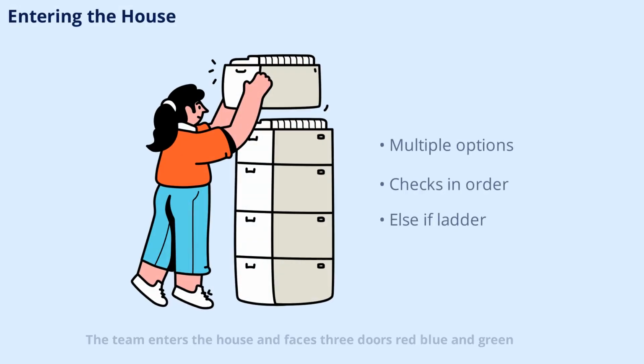The team enters the house and faces 3 doors: red, blue, and green. Logic the owl suggests using a selection statement to pick the right door. If the red door is unlocked, they go through it. Else if the blue door is open, they choose that. Otherwise, they try the green door. This is just like using an else-if ladder in Java.